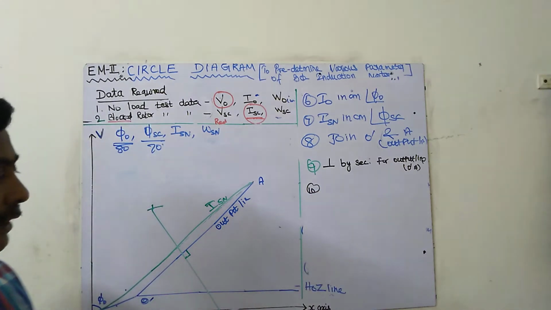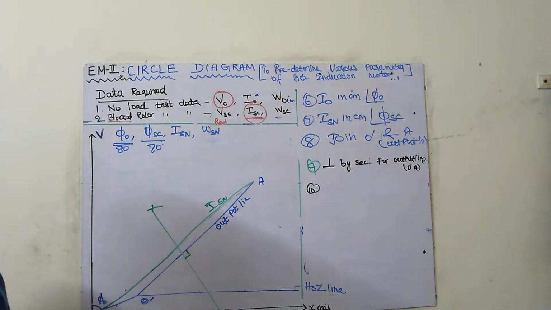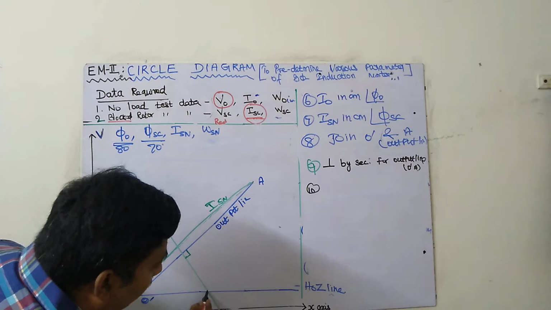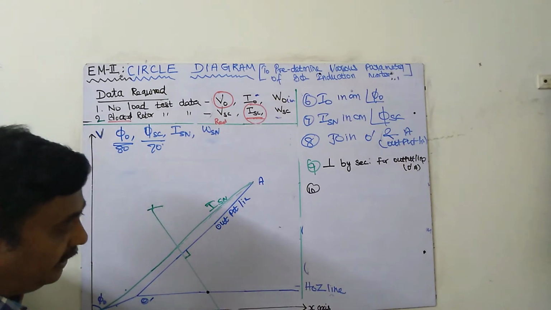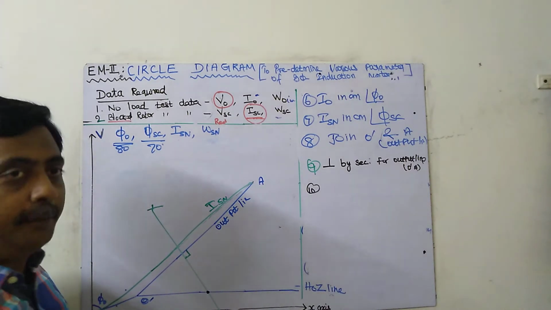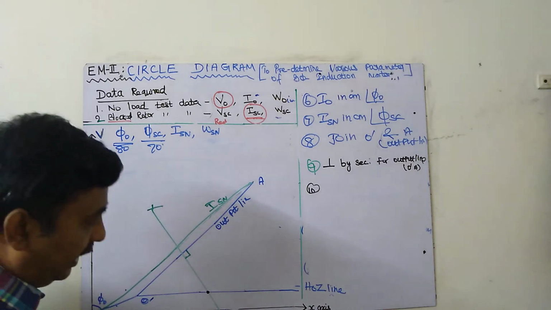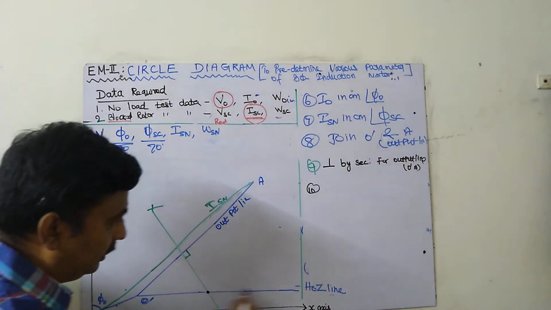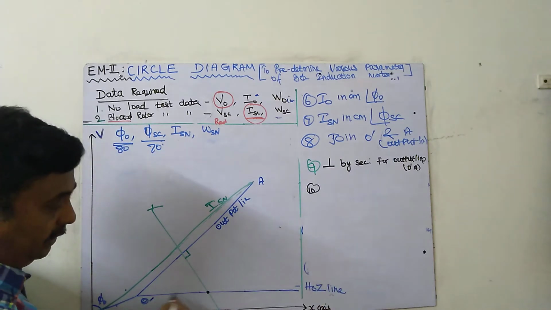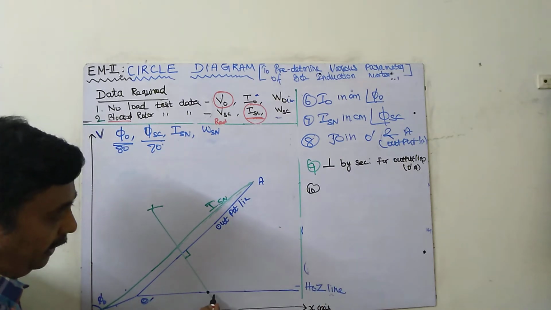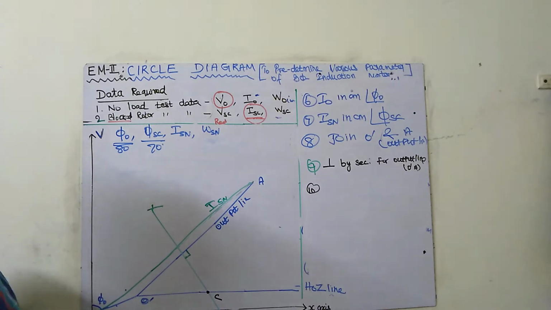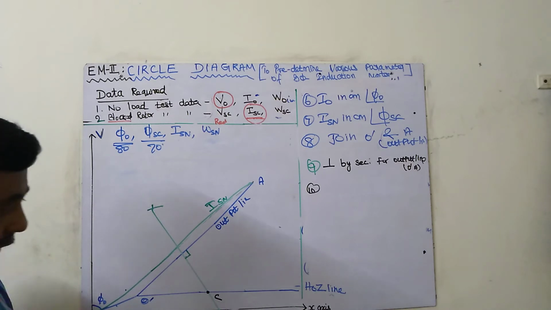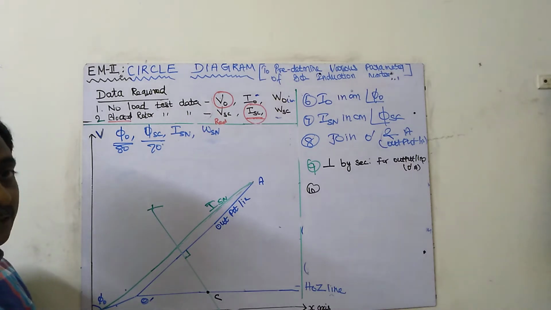After drawing this, we have to locate the point C, where it is in the horizontal line, not in the x-axis. Students will make mistakes in the circle diagram here only, where they will take the point on the x-axis. You should not take the point on the x-axis, but on the horizontal line, that is the O dash line. This line we have drawn, that point is called C. Now we have to take C as a center and C dash O as a radius.